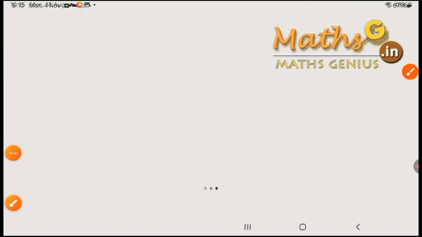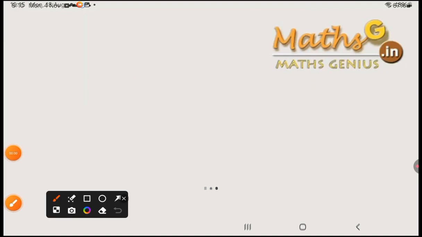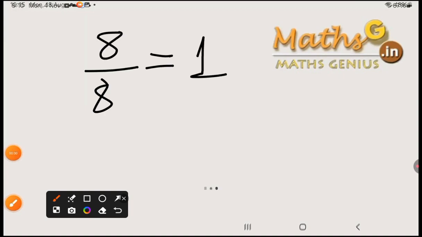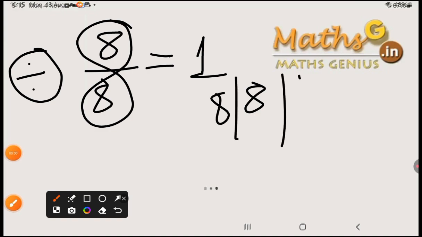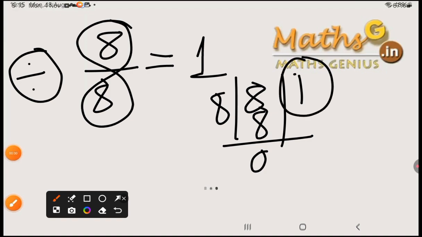Now, as we discussed, if I write 8 by 8, how much is it? 1. Because it is simply a division. You divide 8 by 8. 8 ones are 8. Remainder is 0. So what is the result? 1. Clear.